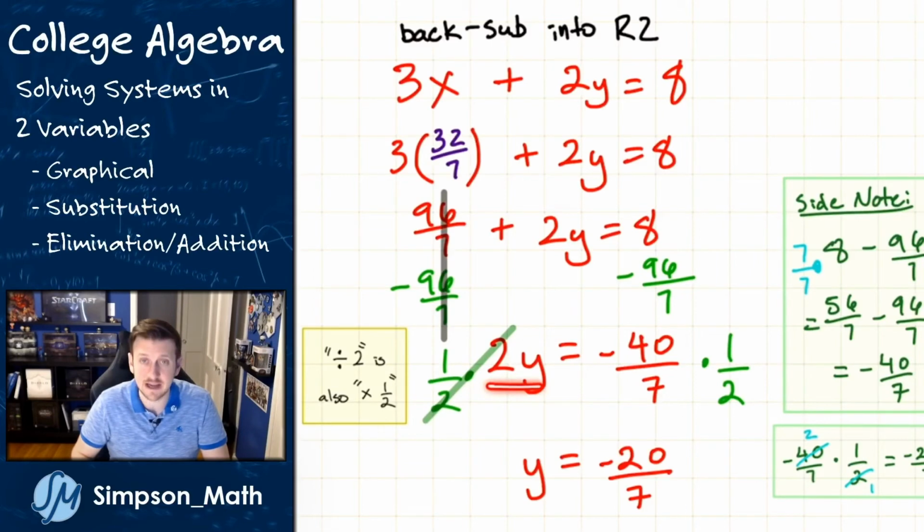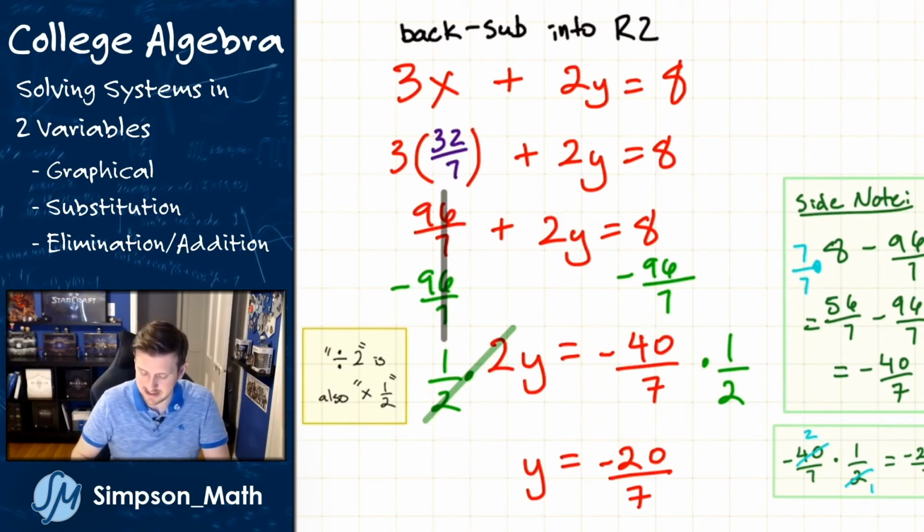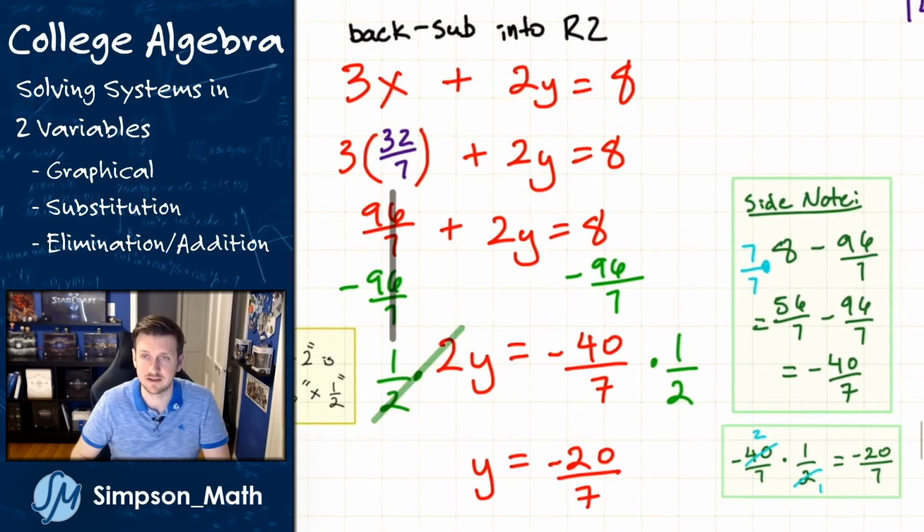And then dividing by 2 is the same thing as multiplying by half. So since this is a fraction on the right-hand side, and I don't want to write negative 40/7 divided by 2, I don't want to have to mess with that. I'm going to go ahead and multiply by half. That's the same thing. Multiply both sides by half, so that way I can simplify this.